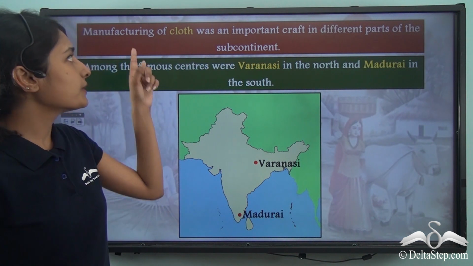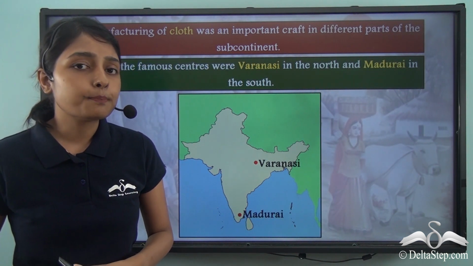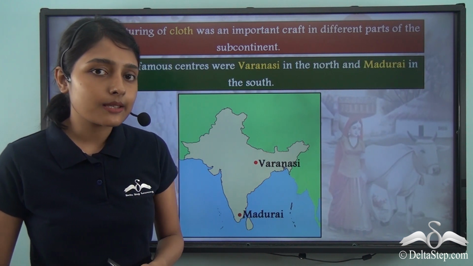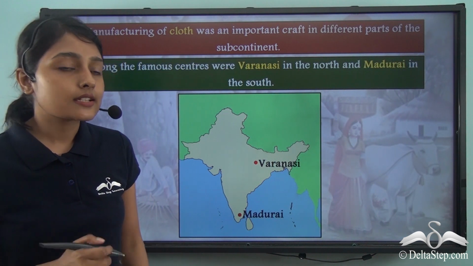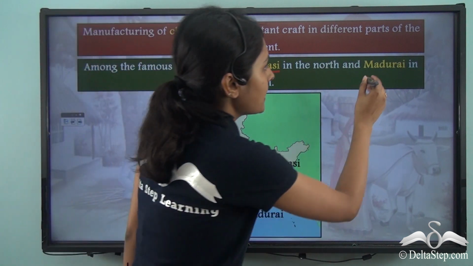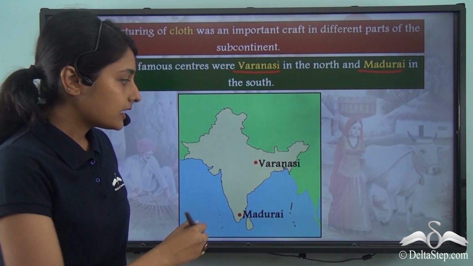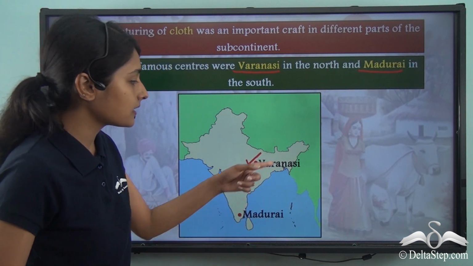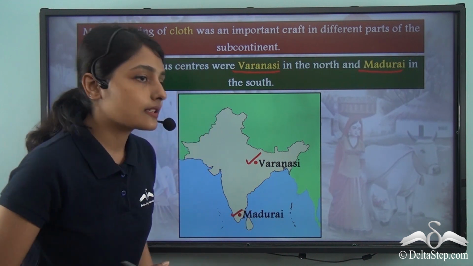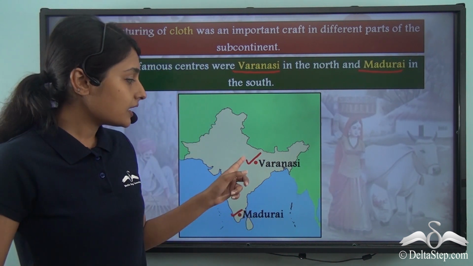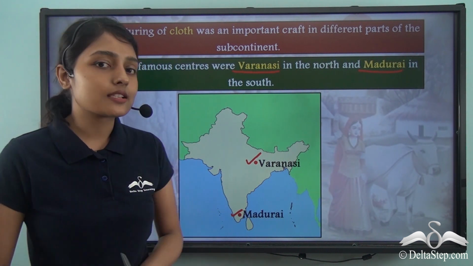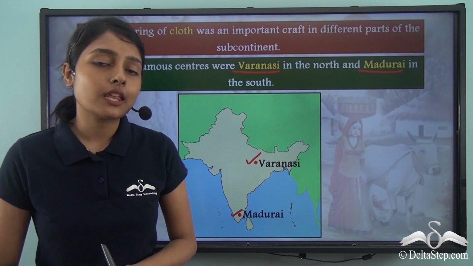Now, as we talked about the manufacturing of cloth that gained importance as a craft in the Indian subcontinent in ancient times, two specific centers should be mentioned, and those were Varanasi in the north and Madurai in the south. Now here on this map you could look at Varanasi in the northern part of the Indian subcontinent, and here you could look at Madurai in the southern part of the subcontinent. Varanasi is located in the present day Indian state of Uttar Pradesh and Madurai is located in the present day Indian state of Tamil Nadu.